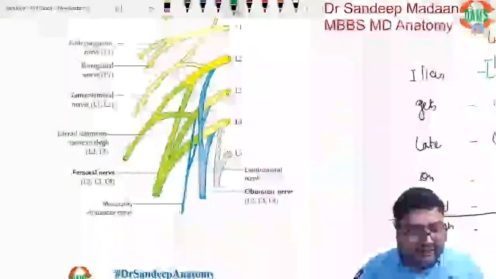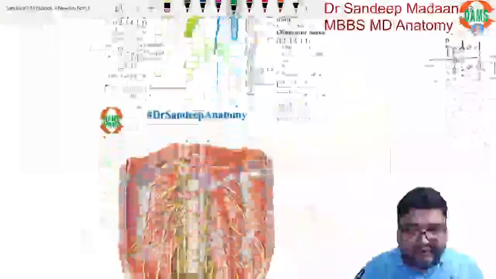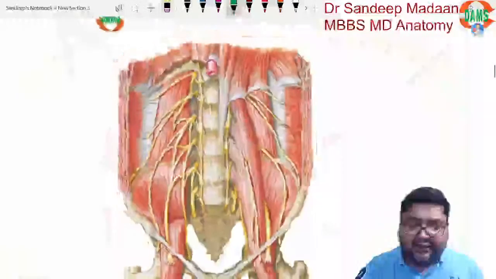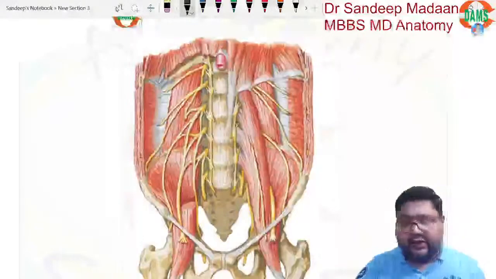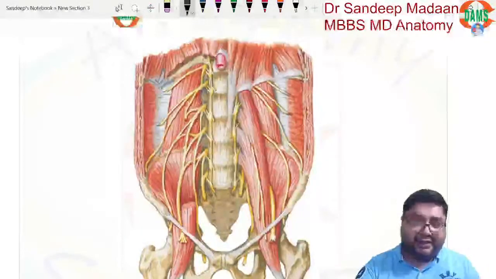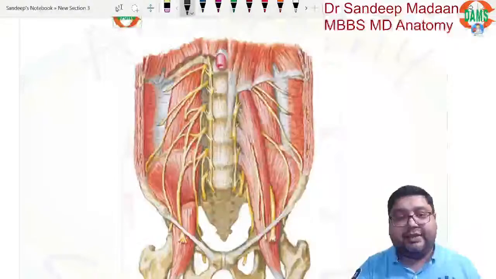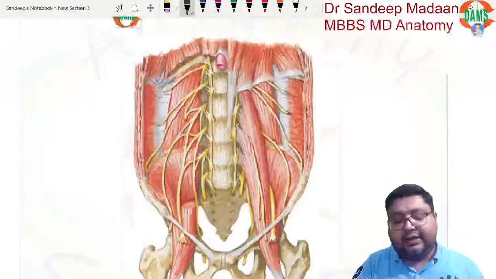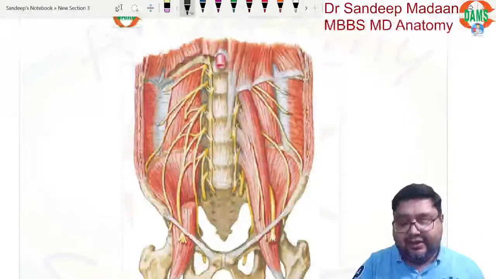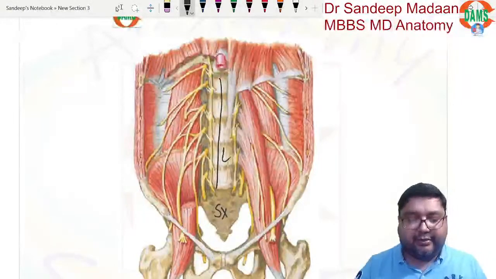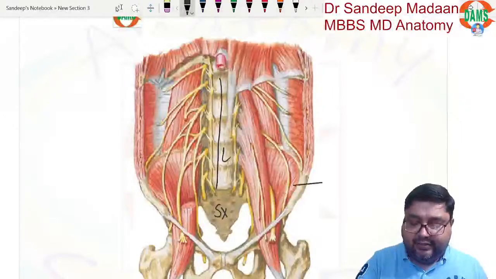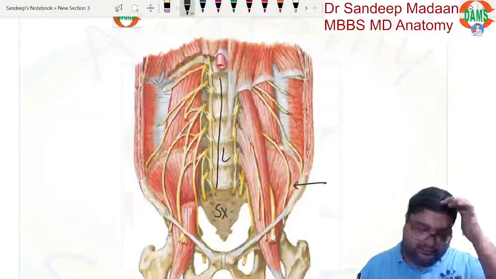Now in this diagram, let us identify together what you can see. I'll be asking, and if you can tell, try and answer, okay? If you are actively participating in the class, then the chances are that you will retain this concept for a longer duration of time. Is it okay? So you see, this is the bone sacrum. So these are the lumbar vertebrae, correct? Now can you tell me what is this muscle over here?